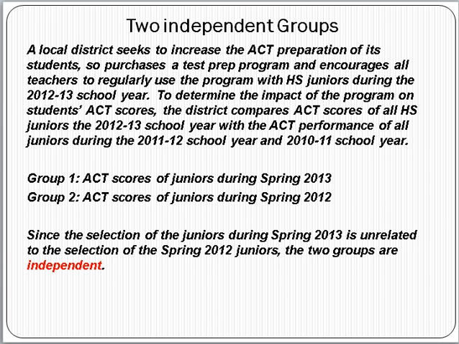Rather than doing 2 years as the control comparison, those who did not use the test prep program, I'm just going to focus in this example on ACT scores of juniors during spring 2013, that would be group 1 or sample 1, and ACT scores of juniors during spring 2012, and that would be sample 2. For independence, since the selection of the juniors during spring 2013 is unrelated to the selection of the spring 2012 juniors, the two groups are independent.